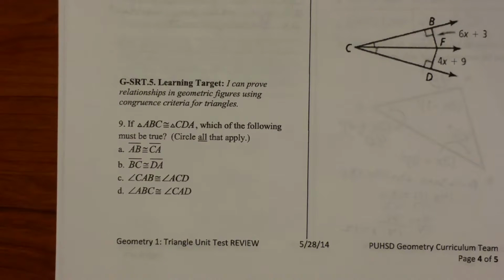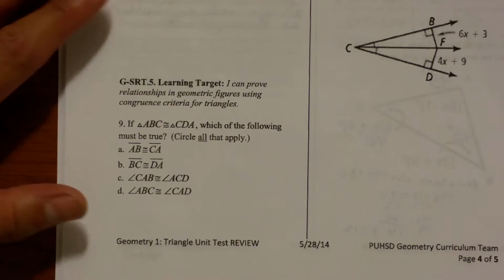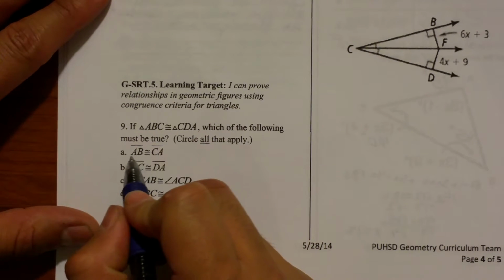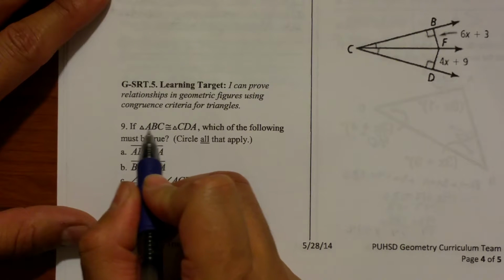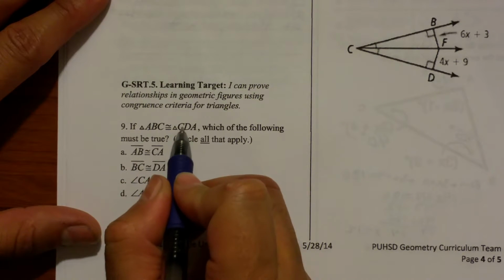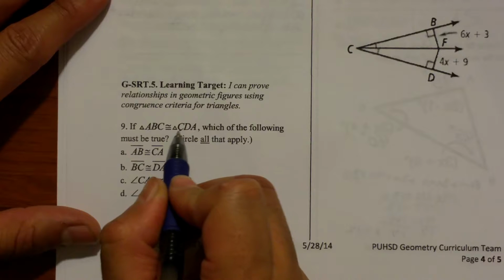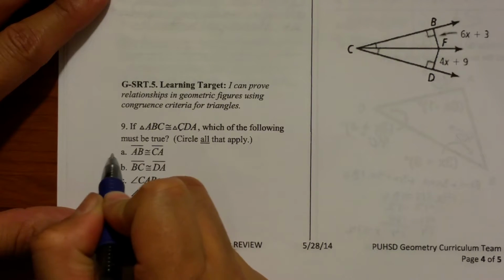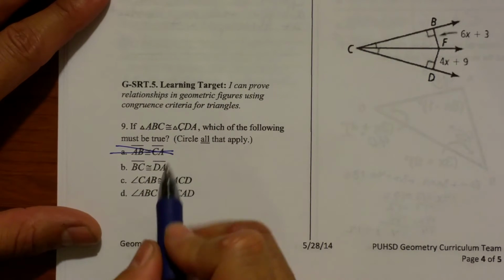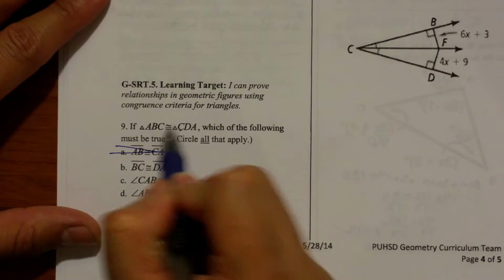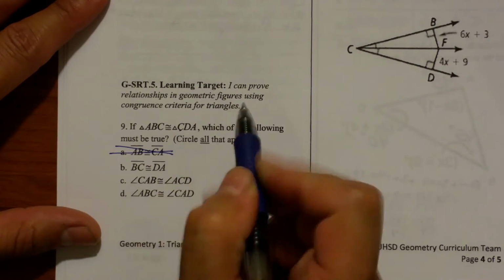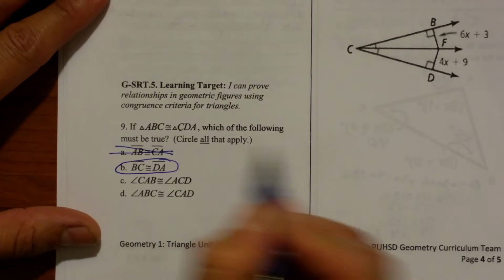Okay. It says right here, prove relationships in geometric figures using congruence criteria for triangles. So if triangle ABC is congruent to triangle CDA, which of the following must be true? Circle all that apply. Now, AB, so the first two here, is congruent to CA. The first two here is CD, so this one is not true. BC, last two, congruent to DA, that one is true. So they have to be in the same order.